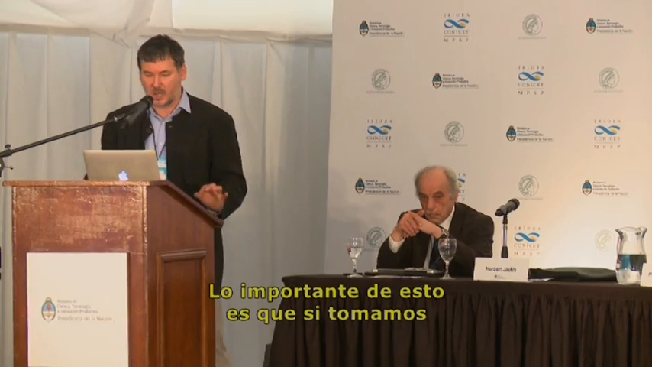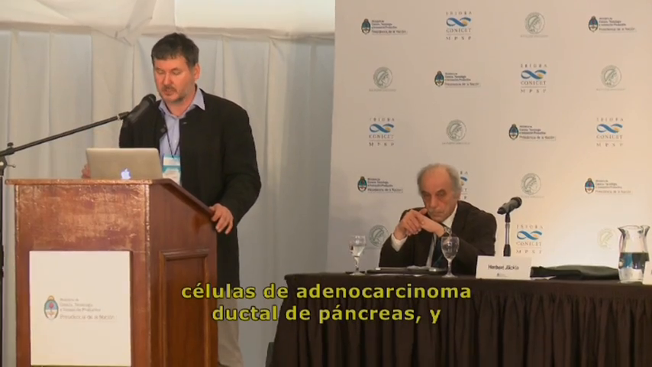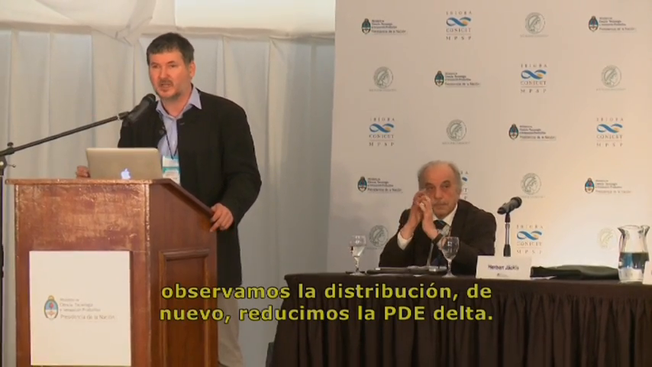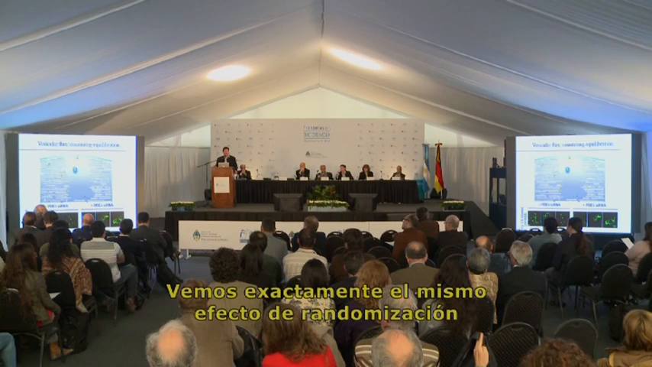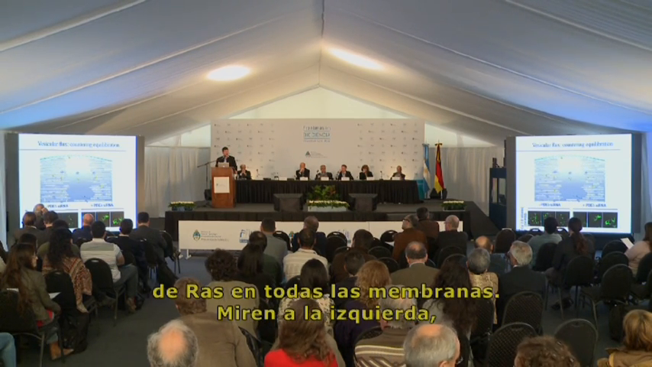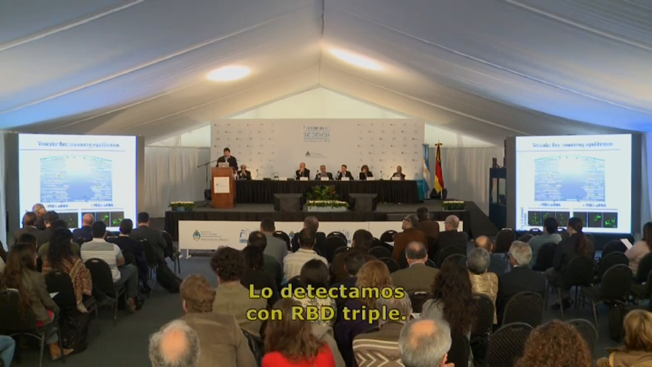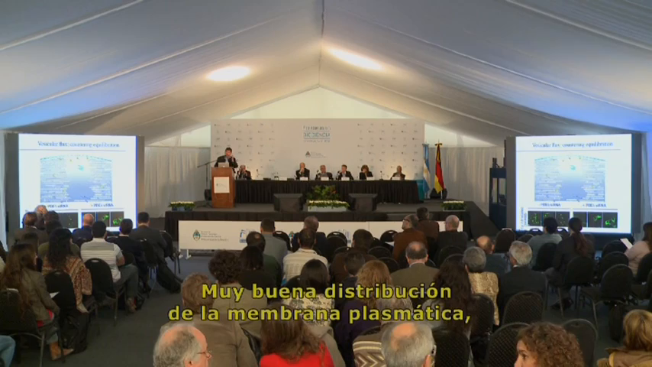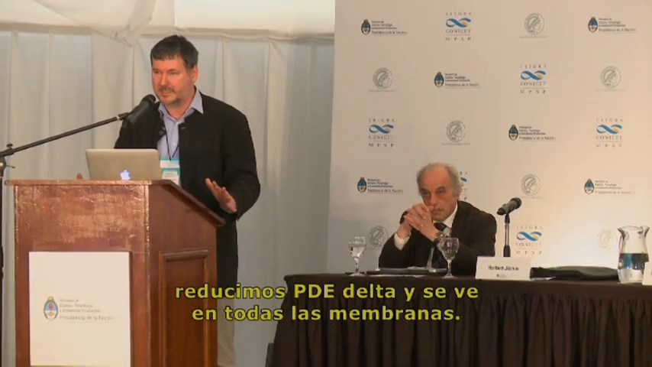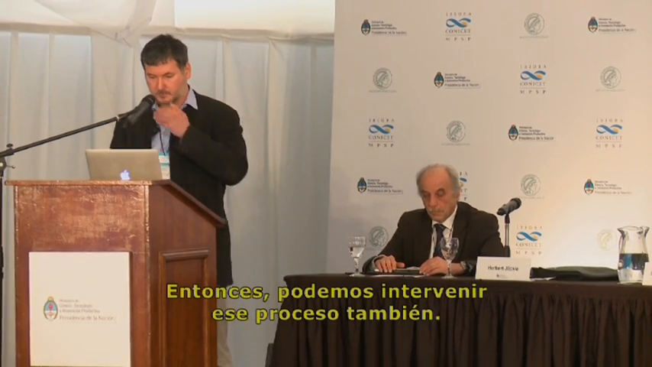Important part here is now if you take tumor cells, and these are pancreatic duct adenocarcinoma cells, and we look at the RAS distribution, again we downregulate PD delta. We see exactly the same effect of randomization of RAS on all membranes. So look on the left, you see very nicely now endogenous RAS. We detect it with triple RBD. Very nice plasma membrane distribution. We downregulate PD delta, and you see it on all membranes. So we really dilute it over all membranes. So we can interfere with that system as well.